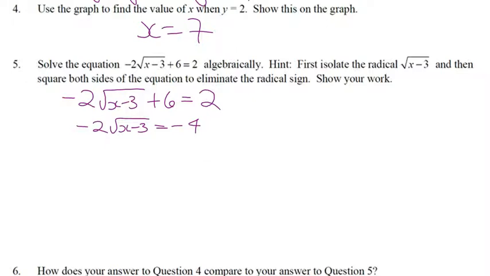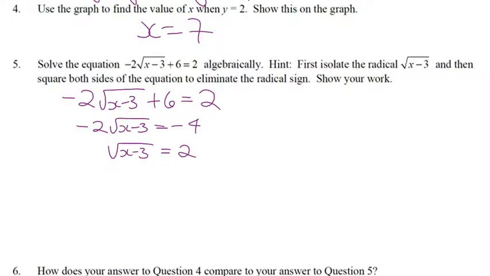Okay, so subtract 6 from both sides. Then we're going to divide by negative 2, right? Make sure it's negative, so we got root x minus 3 is equal to 2. So when I've isolated a radical, right, that's the whole thing in solving radical equations, is get the radical by itself. Then we square both sides.